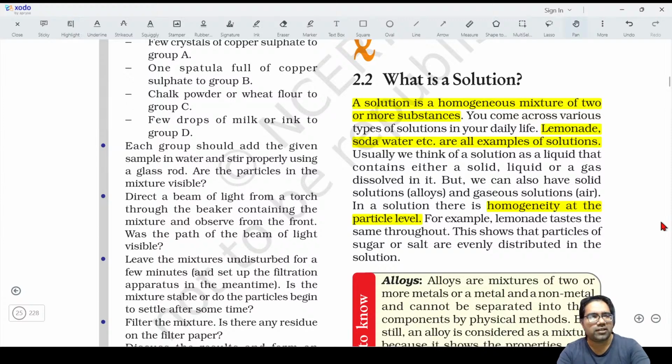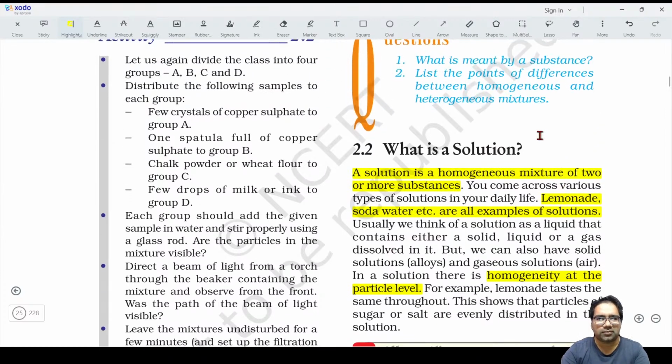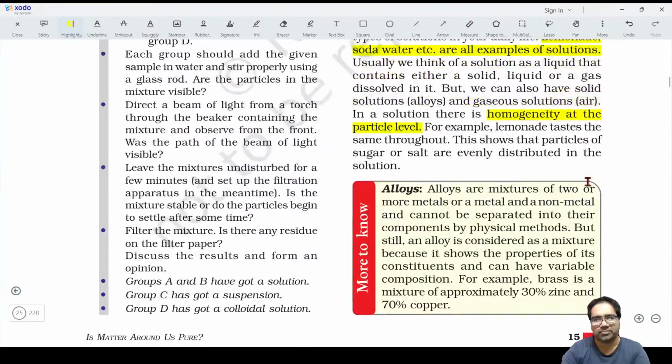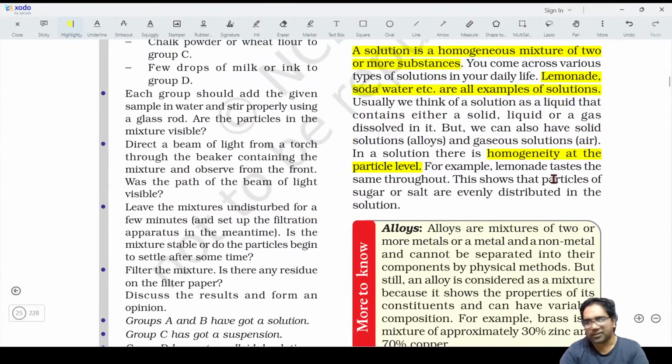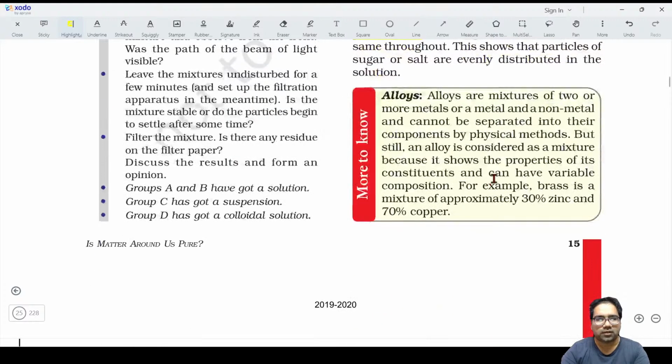Okay. So basically, what is the solution? Solution is a homogeneous mixture of two or more substances, right? Agreed, ma. So it is homogeneous. So all should be equally distributed. Homogeneous means, right? Okay. What is an alloy?